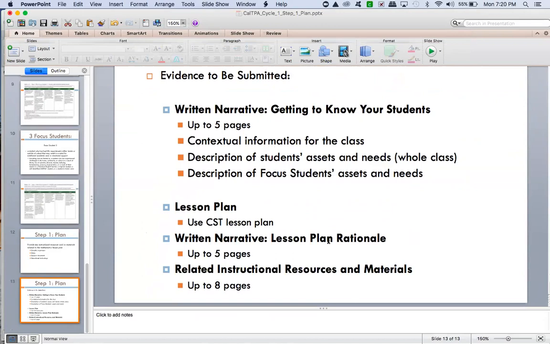So that was the rationale, but I mean, it is a template. You just need to go through. It's included in the documents in your TPA, but that's going to be one of the things that you submit, is completing that. And then the last part is just, again, uploading any instructional resources or materials that you think they should see that you used.